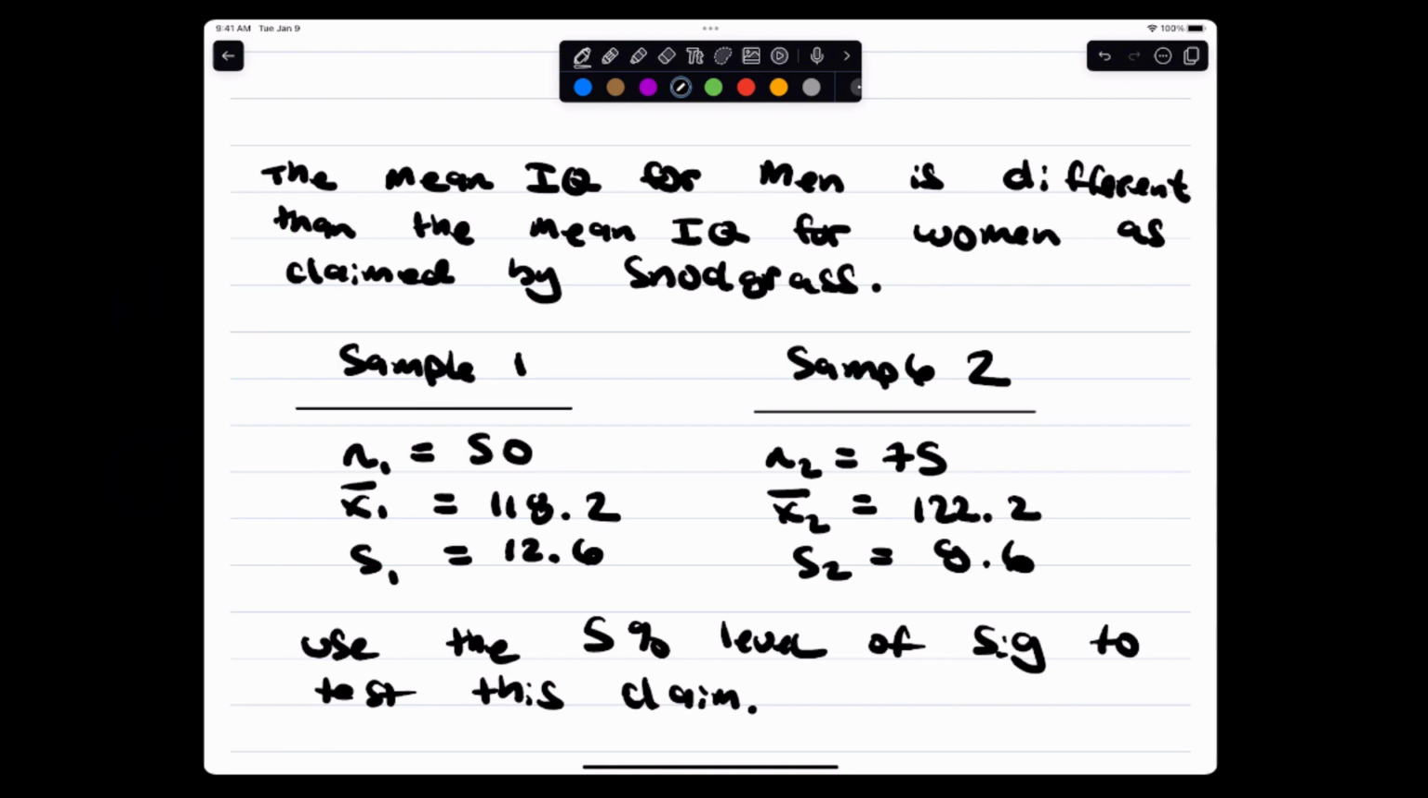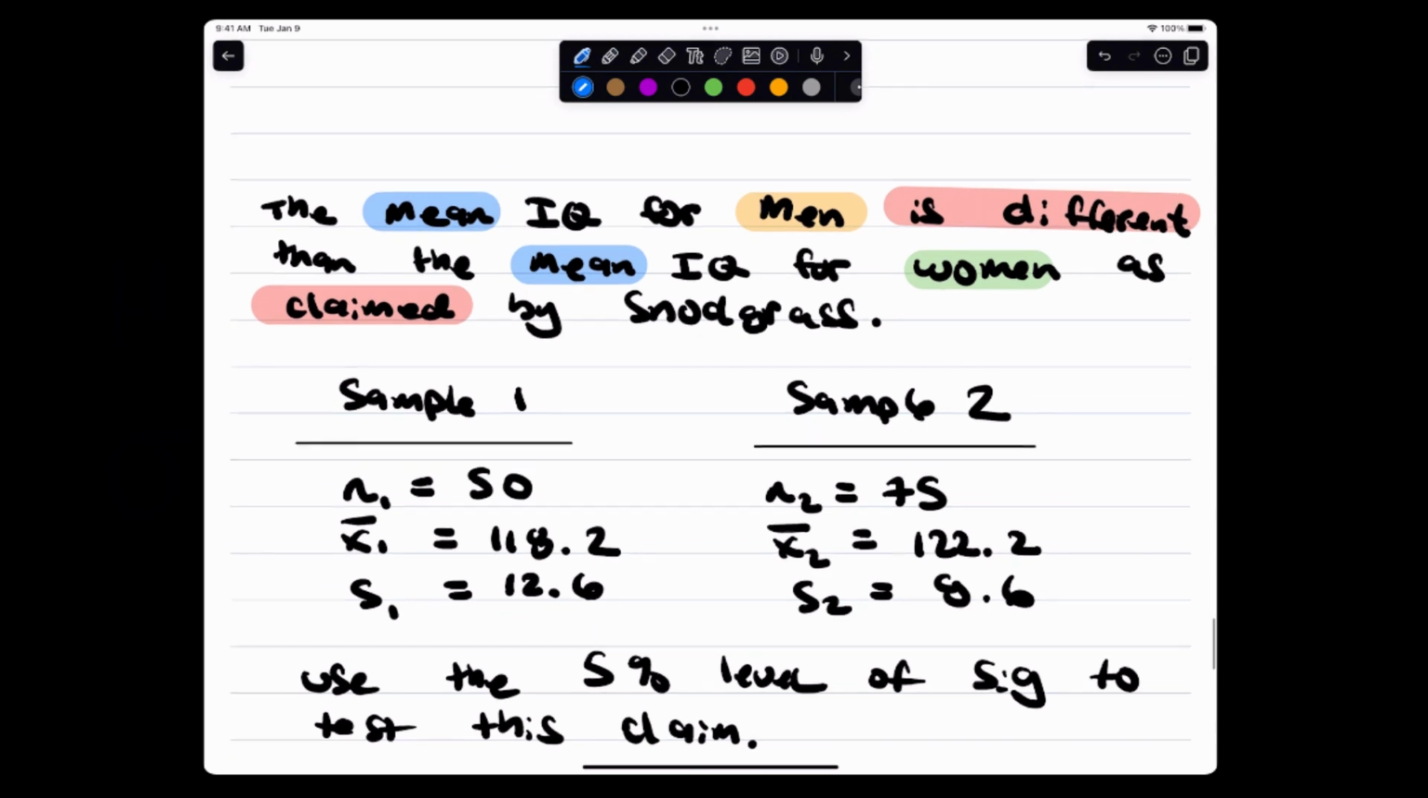So we're going to try this. What do you guys think? Okay, now, these are different parameters. What are the parameters now? The mean for who? Is different than the mean IQ for who? For women, as claimed by Snodgrass. So, you say what?